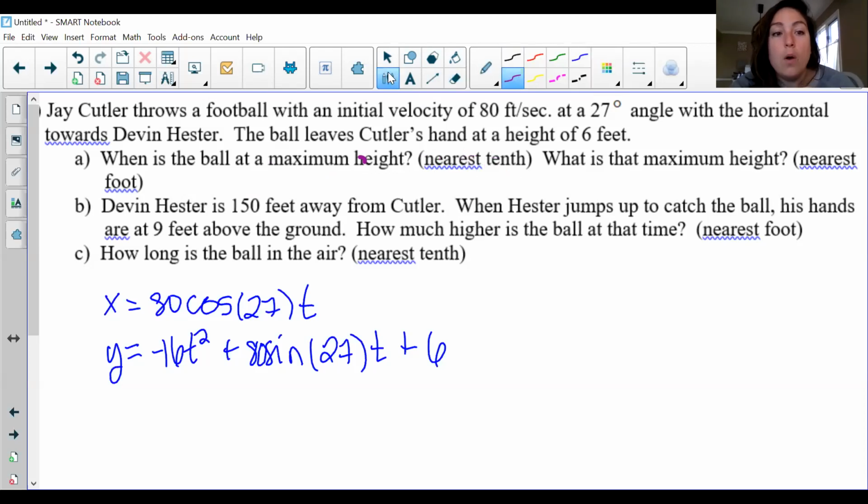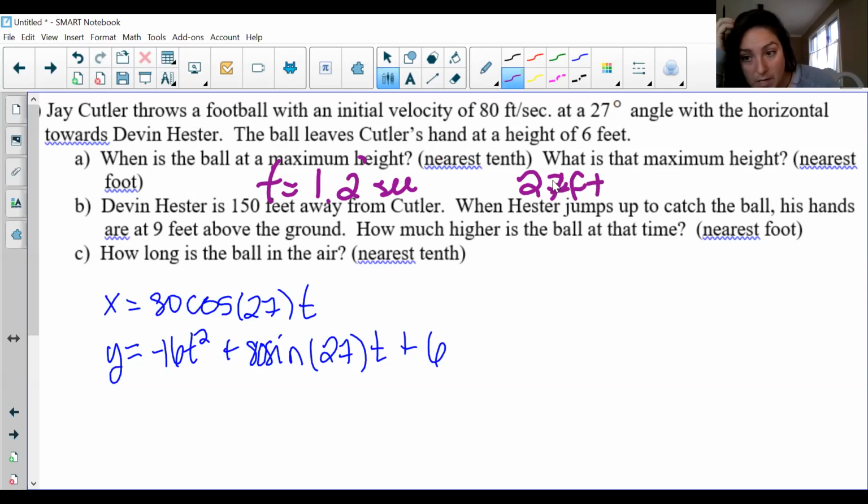Start over. Okay, when is the ball at a maximum height? So I have that at t equals 1.2 seconds, rounded to the nearest tenth. And maximum height is 20, round to the nearest foot. Mine's 26.6, so it would round to 27 feet. And again, if you had a different t-step or a different window, you could potentially get something very similar to this, but just a little off, and that's okay.